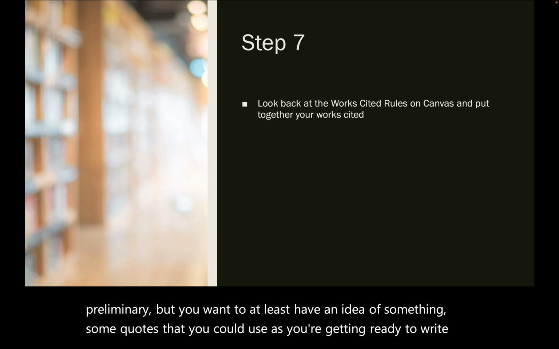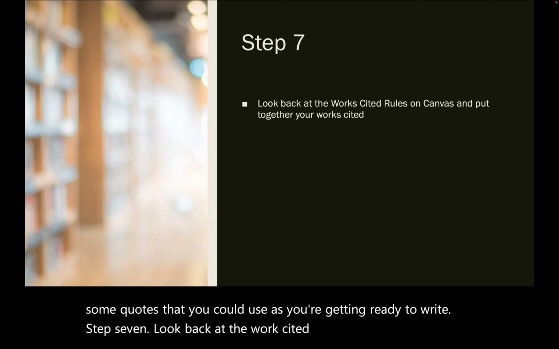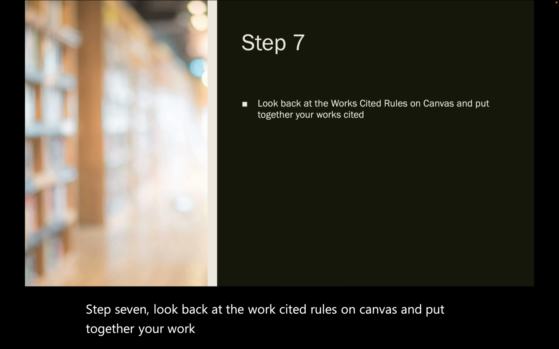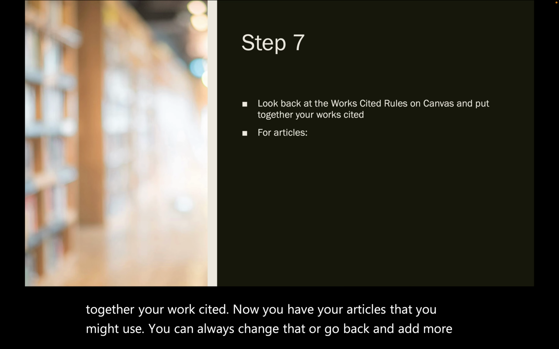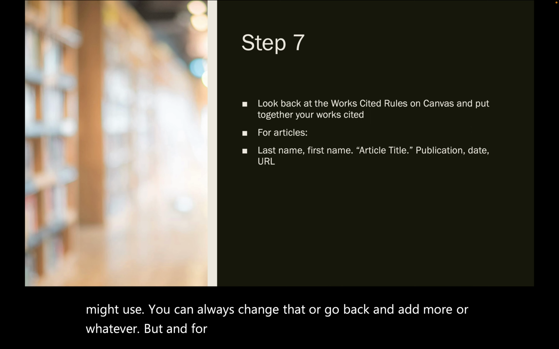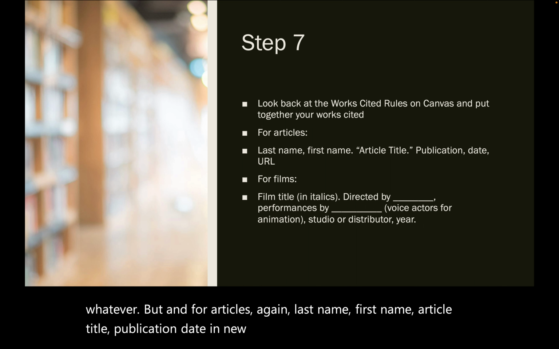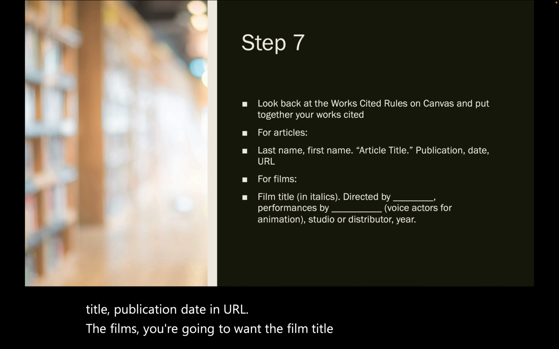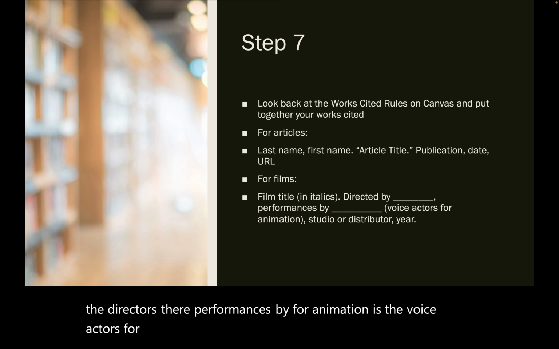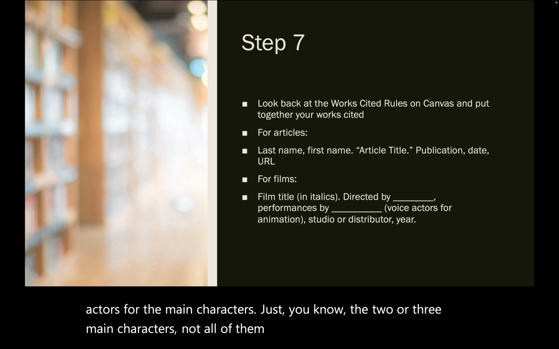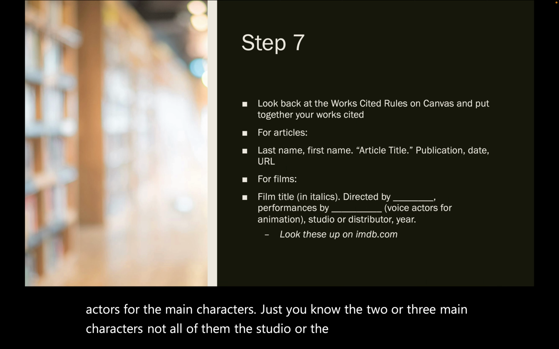Step 7, look back at the works cited rules on Canvas and put together your works cited. Now you have your articles that you might use. You can always change that or go back and add more or whatever. But for articles, again, last name, first name, article title, publication, date, and URL. For films, you're going to want the film title in italics. Directed by, and the director's name there. Performances by, for animation, is the voice actors for the main characters, just the 2 or 3 main characters, not all of them. The studio or the distributor, and then the year.